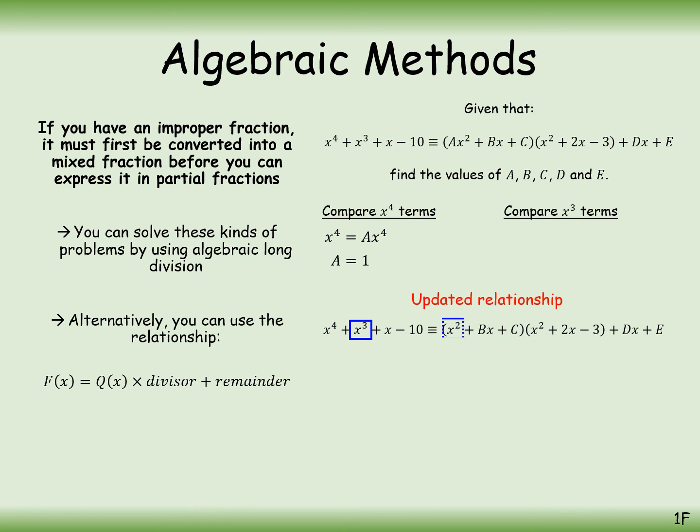Now if we compare the x cubed term, x cubed could come from x squared times 2x, or it could come from bx times x squared. So these are your alternatives. So x cubed would equal to 2x cubed plus bx cubed. So b would equal to negative 1.